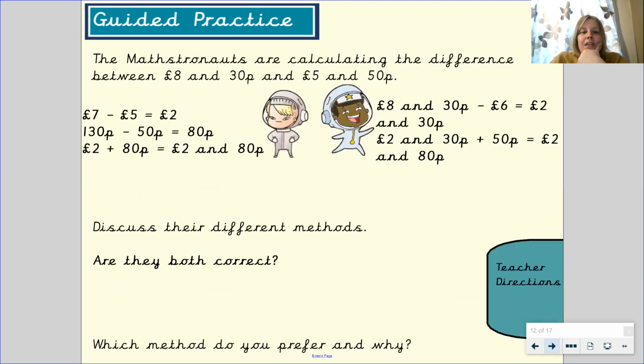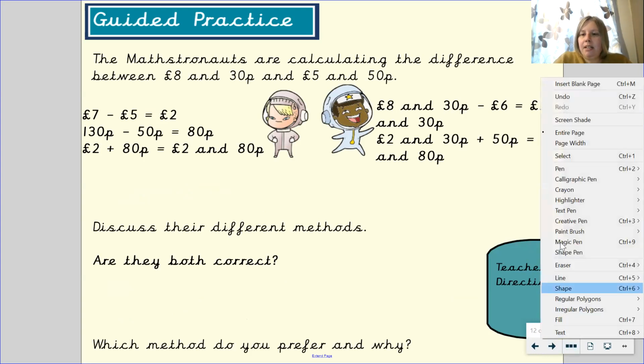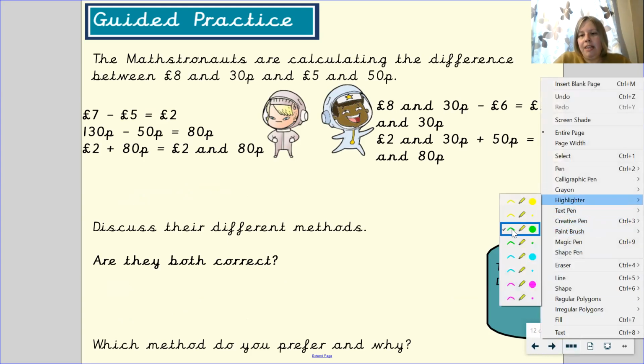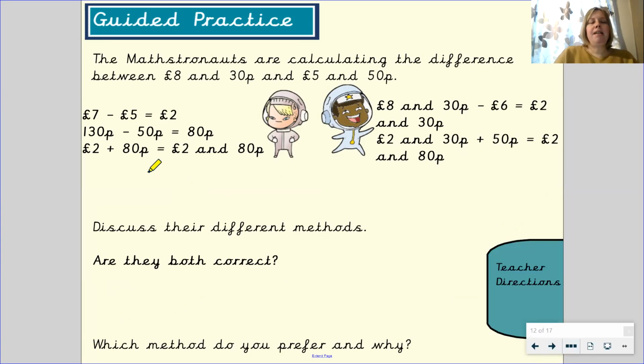Let's look at the question. The astronauts are calculating the difference between £8.30 and £5.70. So let's look at the methods that they use. Let's start with the pink astronaut. I'm going to get my highlighter in case we want to highlight anything to help us remember. So let's look at the method she uses.